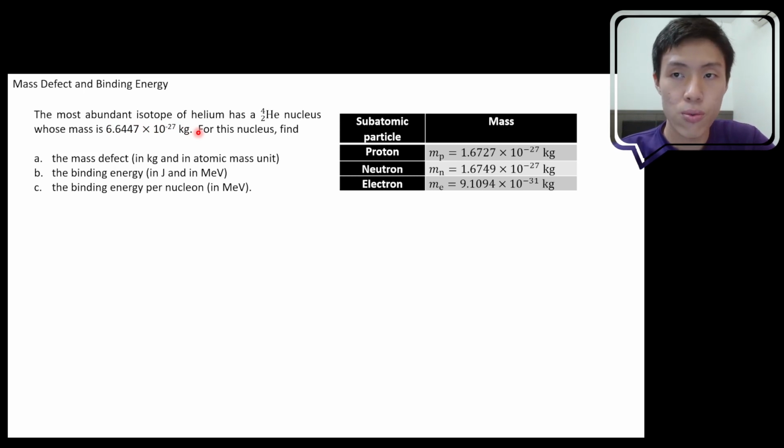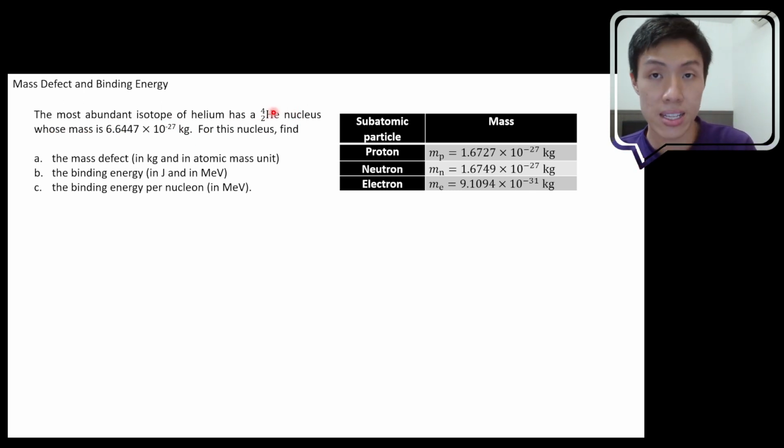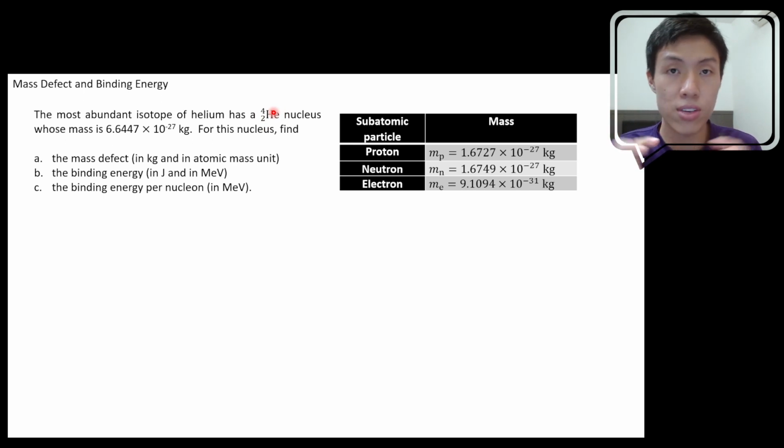to be very careful what kind of mass is being given to us. In this case, they already explicitly state that this is a 4,2 helium nucleus whose mass is this much. So that means this value here represents the mass of the helium nucleus. Occasionally your question will give you the mass of the atom. So the atom itself will include the electrons that are orbiting the nucleus.